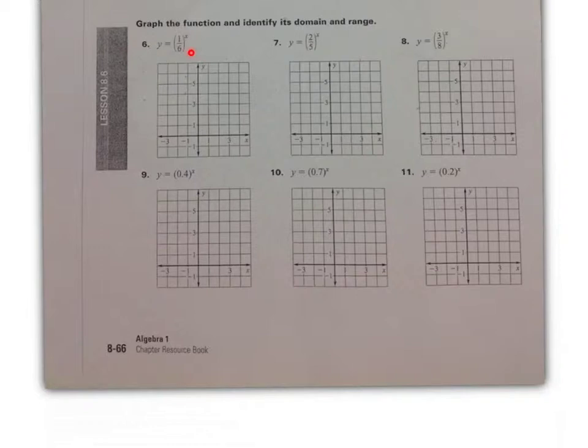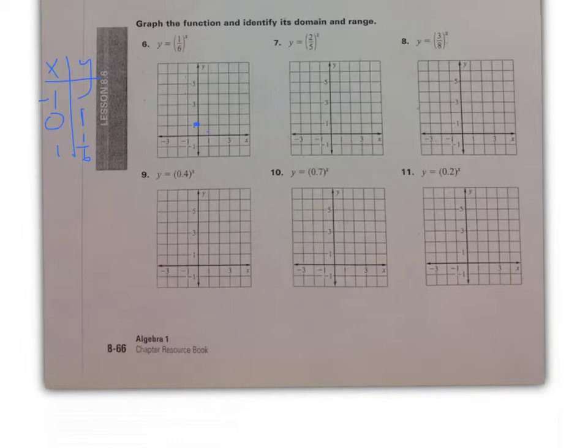Remember we use these tables, the XY table. Okay, let's start over. So we've got X and Y. We're going to use -1, 0, and 1, and figure out what our Y's are. This 0, remember, is really easy. 0, 1 is definitely going to be there. Now, 1 is easy. 1/6 to the first power is just going to stay itself, 1/6, so it's going to be all the way down here.